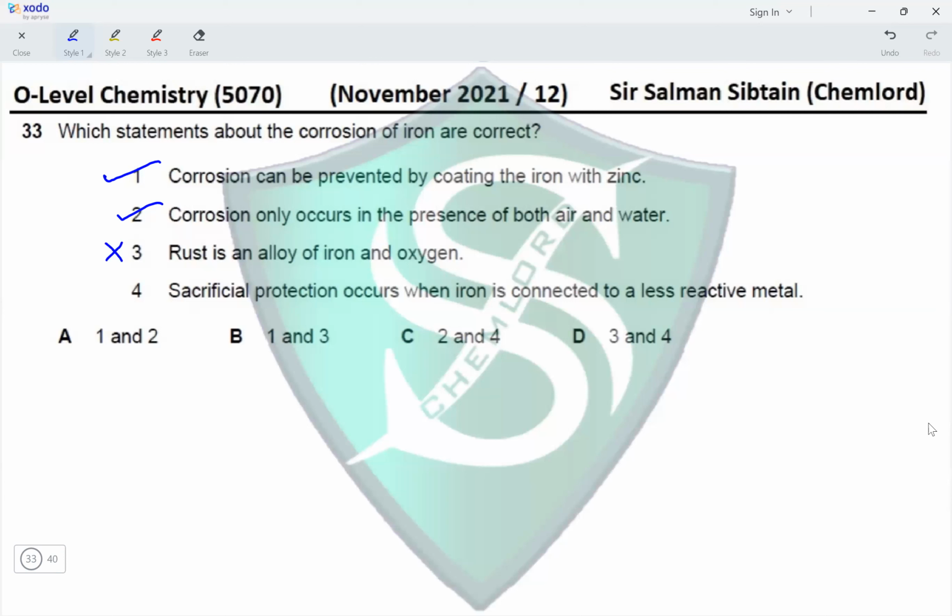And 4. Sacrificial protection occurs when iron is connected to a less reactive metal. No, the term sacrificial means that the metal that is attached to it would be sacrificed. That means it would be more reactive, not less reactive. So statement 4 becomes incorrect. So the option that has statements 1 and 2 as the correct option is A, making A the correct answer for this question.